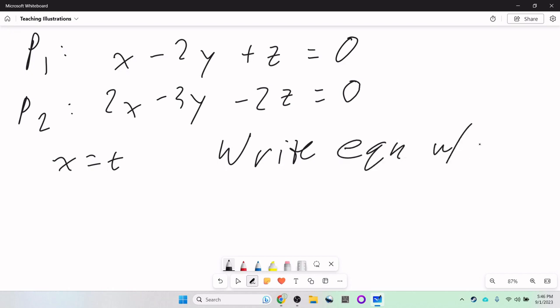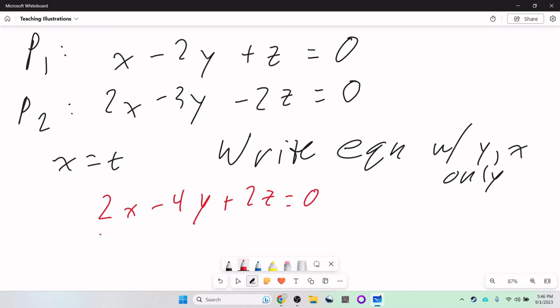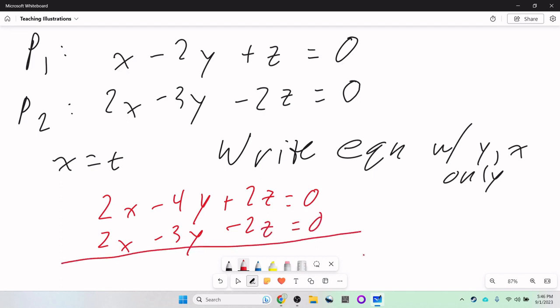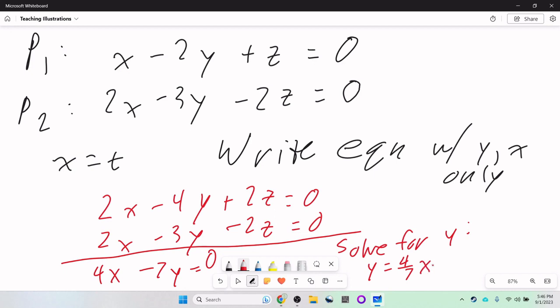And then I want to try to write an equation with y and x only. So let's see if we can get rid of the z. Well, we will use some standard techniques here. We'll multiply P1 by 2. So it'll be 2x minus 4y plus 2z equals 0. And 2x minus 3y minus 2z equals 0. Add these together, we get negative 7y plus 4z equals 0. Solve for y. Well, that would give us y equals 4 over 7 x. Now we said we're replacing x with t, so we'll make it 4 over 7t.